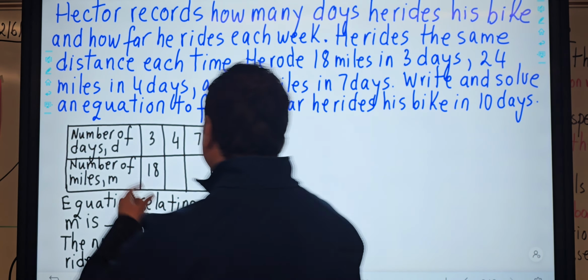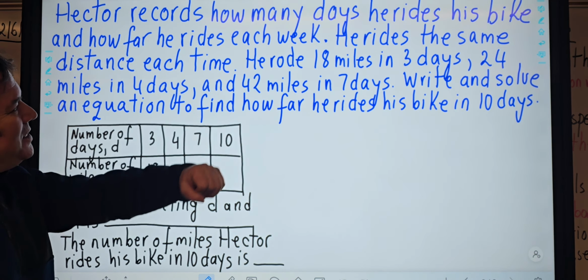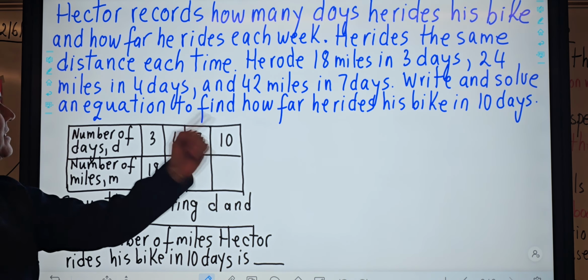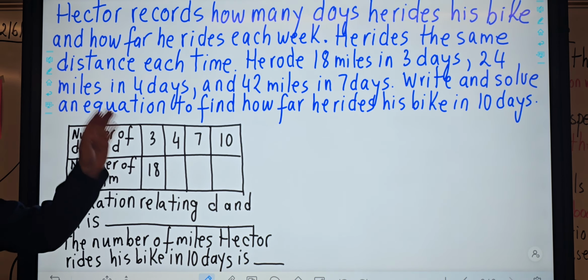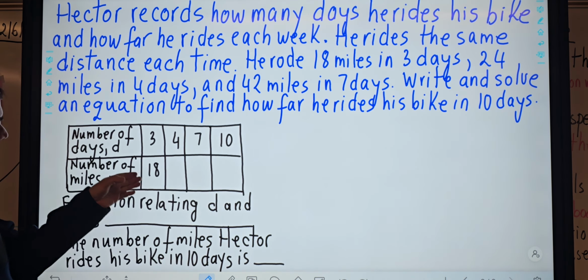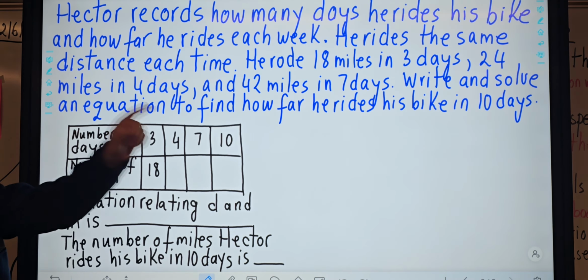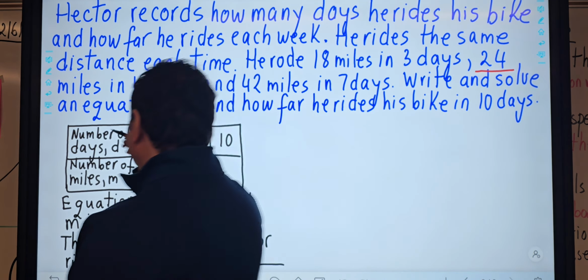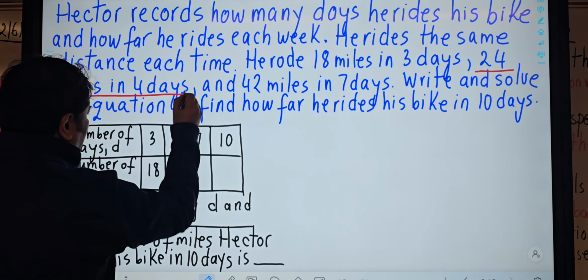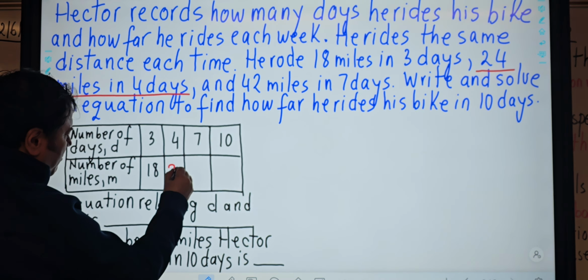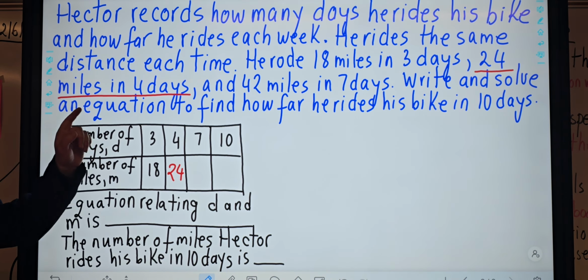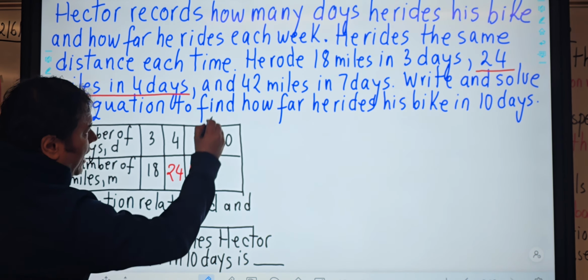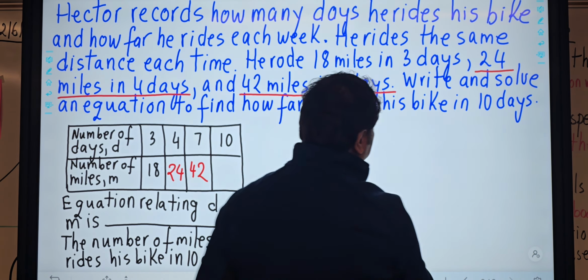Let's read the problem. Hector records how many days he rides his bike and how far he rides each week. He rides the same distance each time. He rode 18 miles in 3 days, and then 24 miles in 4 days. So in 4 days, he rode 24 miles. And then he rode 42 miles in 7 days.